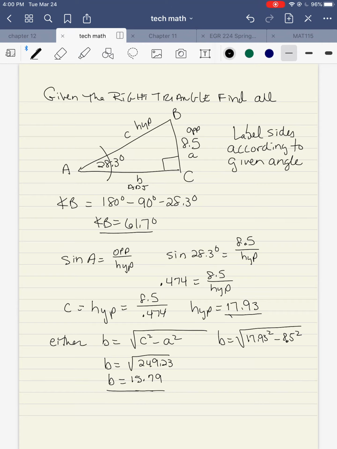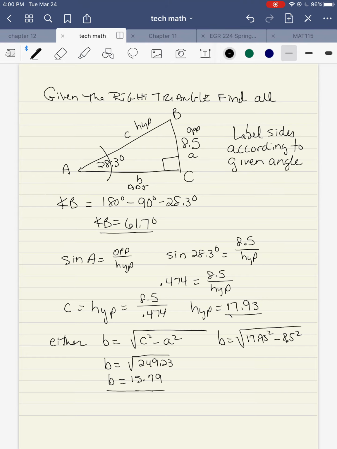So what I can use is the sine of angle A is opposite over hypotenuse. Why I'm picking sine rather than cosine or tangent is because I know my opposite side. The opposite side has a measurement of 8.5. I know angle A, it's 28.3, so the only thing I don't know in this equation is the hypotenuse. So plugging in, the sine of 28.3 degrees is equal to 8.5, which is my opposite side, over the hypotenuse.